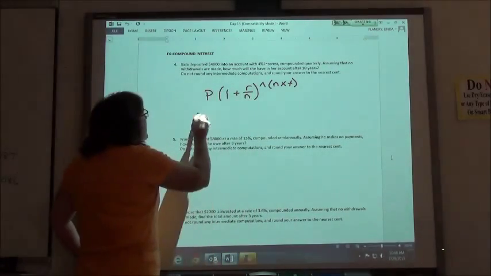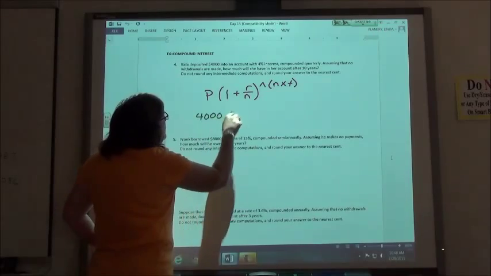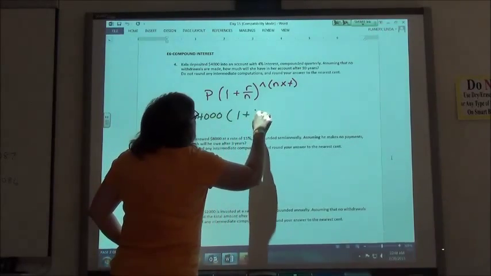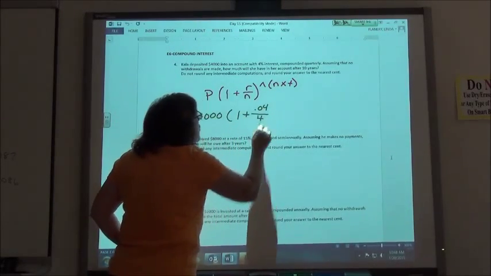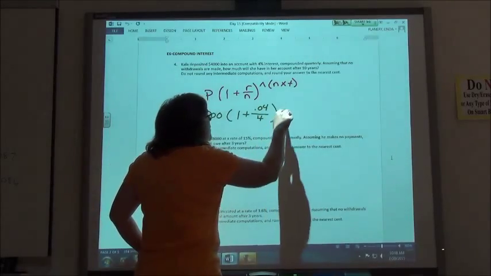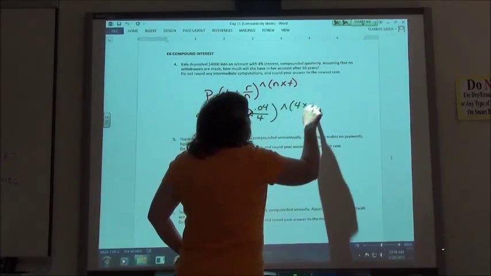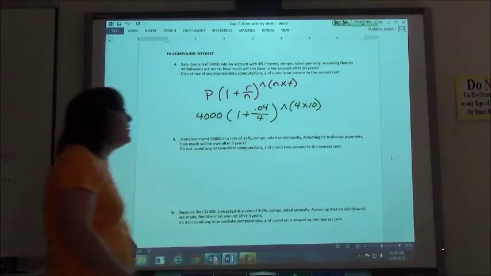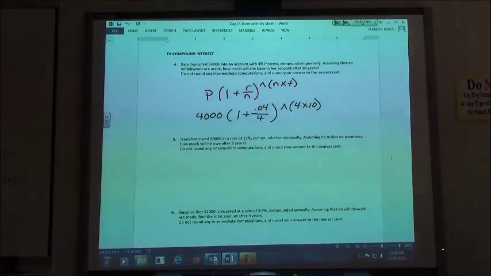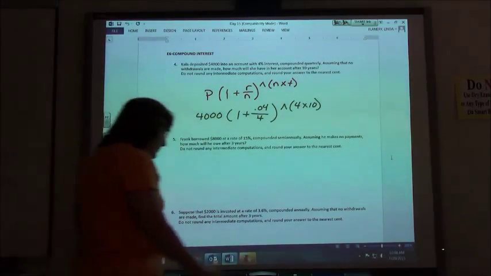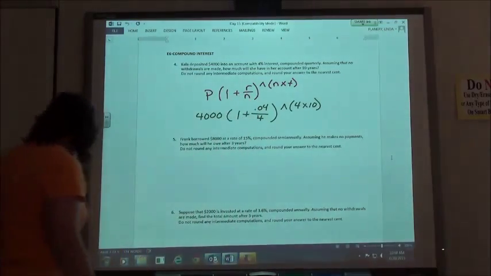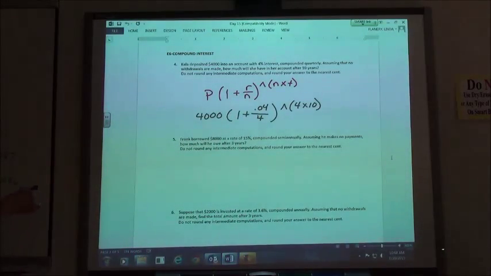So I'm going to invest $4,000. 1 plus 4% compounded quarterly to the 4 times 10, and again I have to put parentheses so that it doesn't do the 4th and then multiply by 10. So it's going to look something sort of like that. Let's go ahead and punch it in and see what we get.